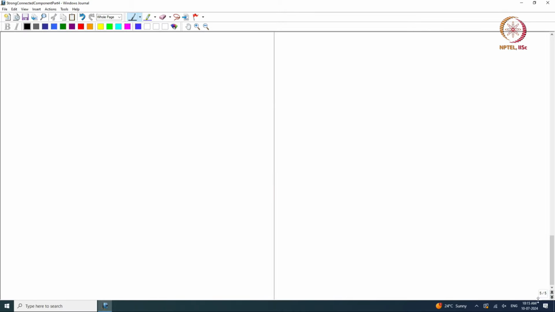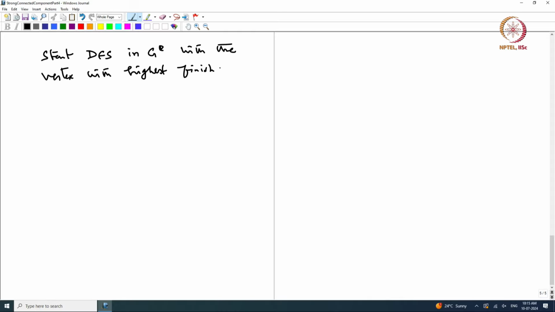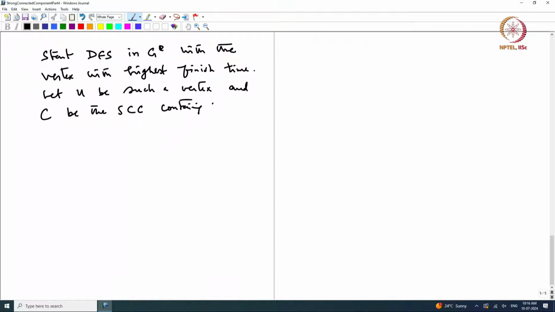How do we use it? So, start DFS in G reverse with the vertex with the highest finish time. Let U be such a vertex and C be the strongly connected component containing U.